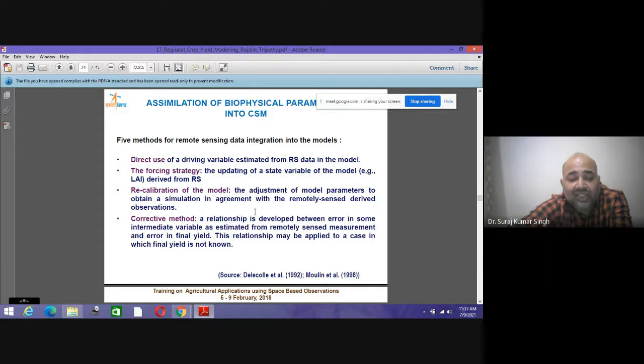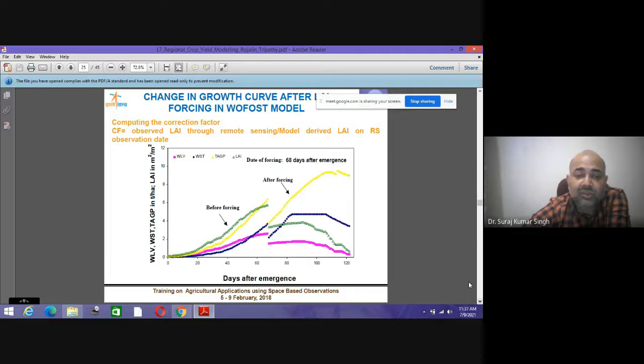And finally, the corrective methods, where a relationship is developed between the errors in some intermediate variables as estimated from the remote sensing measurements, and an error in the field yield. The relationship may be applied to cases where the field yield is not known. So we'll be using all such parameters for seeing the factors which are governing.